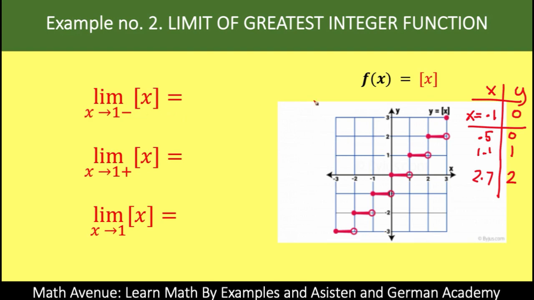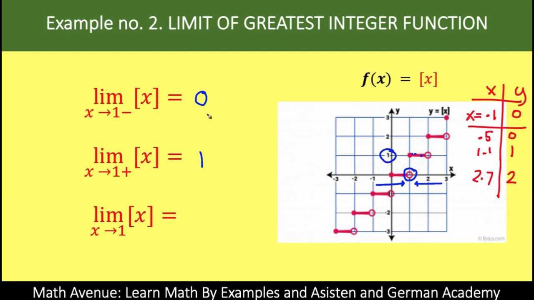Now, what is the limit of this greatest integer function as x approaches 1 from the left? So let's identify x equals 1. X equals 1 is this point. If we approach 1 from the left, the direction is going this way. What is the limiting value? The y value would be 0. So the limit here is 0. The limit of the greatest integer function of x as x approaches 1 from the right, so we are going this way, approaching 1 from the right, we now have this particular y value, which is 1. So the limit here is 1.